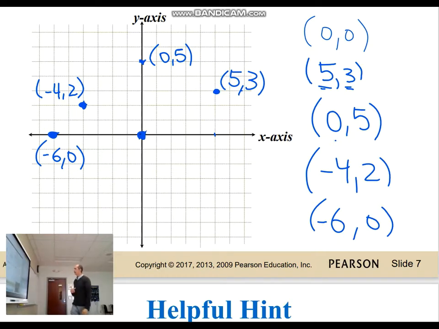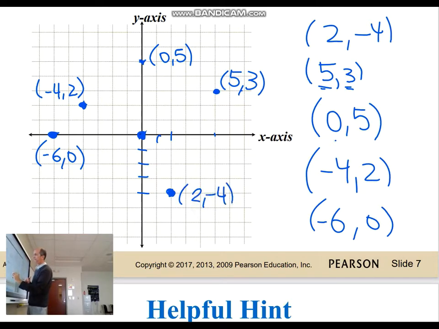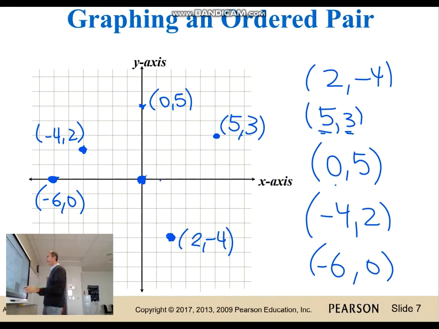Another point, let's find 2 and -4. From the origin we move 2 to the right, and -4 means 1, 2, 3, 4 down. The point 2, -4 is this one here. Let's clean everything. Okay, now we have a few points, and we can understand how to graph those ordered pairs in the rectangular coordinate system.